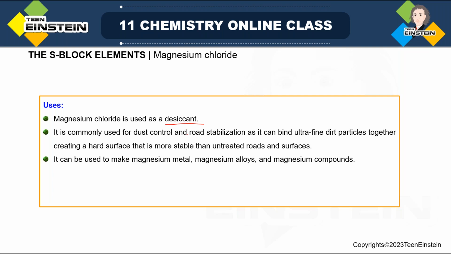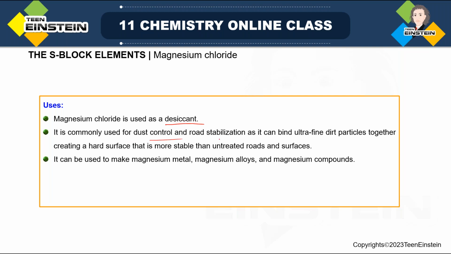Because of this deliquescent nature, if we keep it in an area where we want the environment free from moisture, that is dry condition, then MgCl2 can be used because it can absorb the extra moisture from the environment, and you can keep other chemicals in the presence of this MgCl2 desiccant because they will then remain in dry condition.